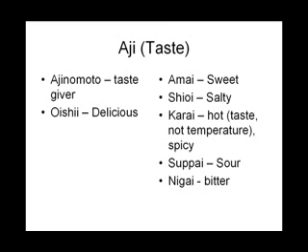Food is also characterized by taste. How do you refer to the various tastes? Aji means taste. Ajinomoto is a taste giver. Oishi is an adjective referring to taste and means delicious. Amai is sweet. Shioi is salty. Karai is hot in the sense it is spicy.